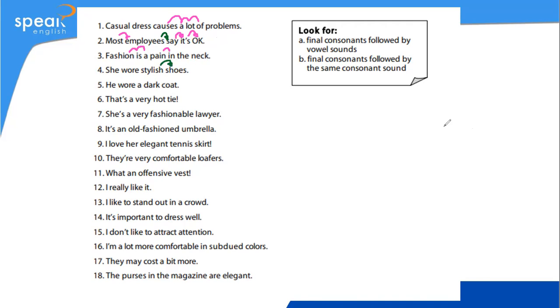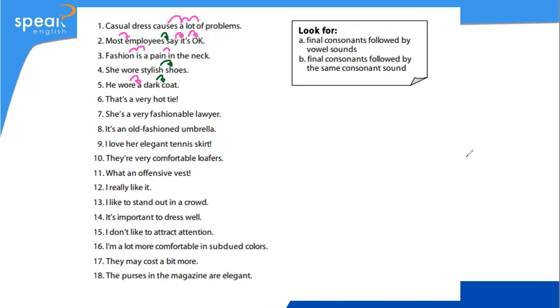Number five. Consonant plus vowel or similar sound. What do you see? Or do you see both? Yeah, there are both. Wore a and dark coat. Wore a. I know there's a vowel here, but we're looking for the sound. Wore a, and then you said, what was the other one? Dark coat. Exactly. Can you help me read the sentence? He wore a dark coat. Great. Very good. Dark coat. Very good.